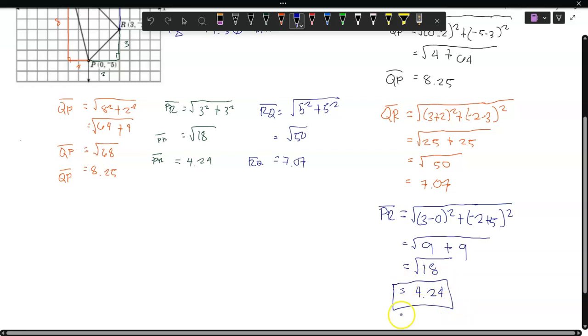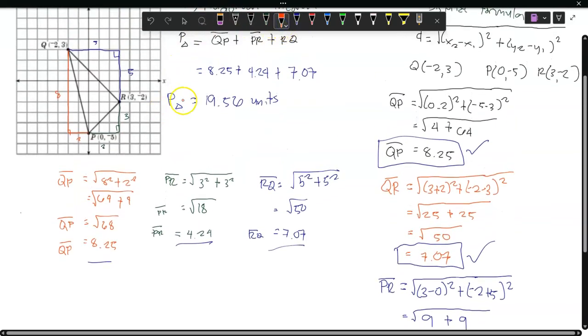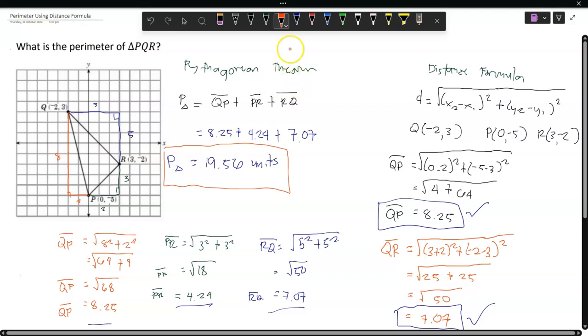So again, as you can see, I have here the same values: 8.25, 7.07, and 4.24. And if I add them together, it will give me the perimeter, which is just equal to this one. So again, this is how you solve for the perimeter using either the Pythagorean theorem or the distance formula.